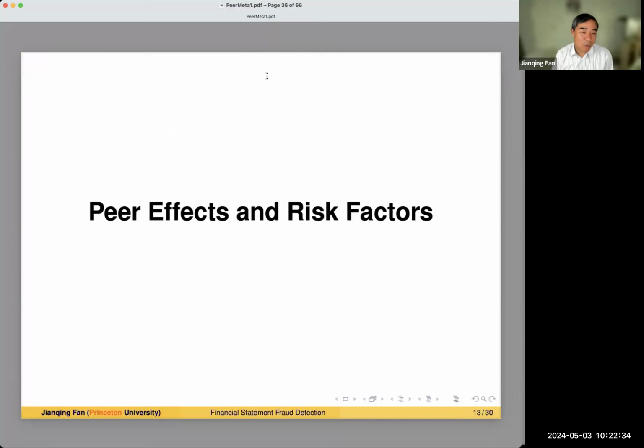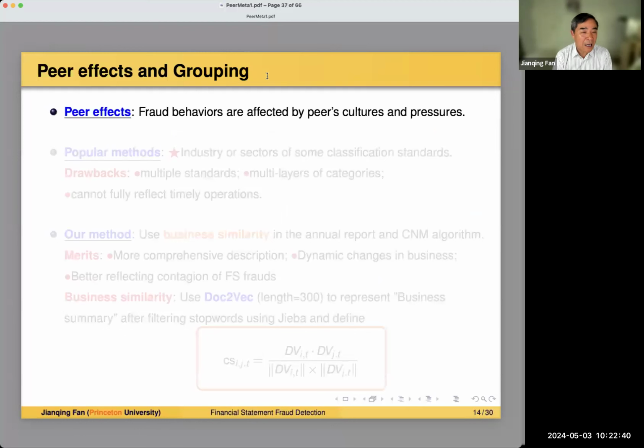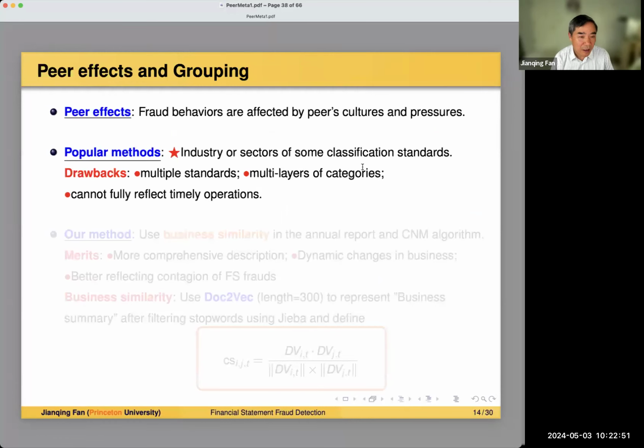Okay, so now the next one is to define the peer effect and the covariates. It's very well known that fraud behavior is affected by peer culture and peer pressure, and a popular approach is to define peers by industry or sector based on some standard classification. The drawback is that there are multiple standards, and sometimes I don't know which one to use. There are multiple layers, and I don't know which layer to go to. And it also cannot fully reflect timely operations.